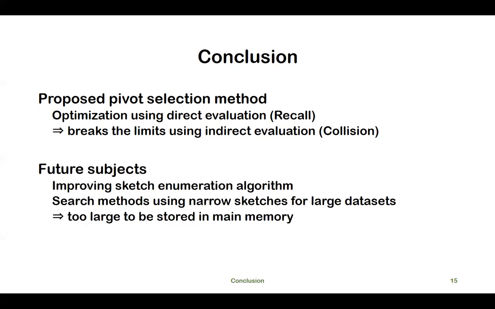One of the future subjects is to improve the efficiency of sketch enumeration. We have already devised a constant delay algorithm for Hamming distance and score infinity. In the current algorithm, enumeration in the order of score 1 and score 2 has an order of log n delay. If we can improve the enumeration for score 1 and score 2, we expect the search will be even faster.